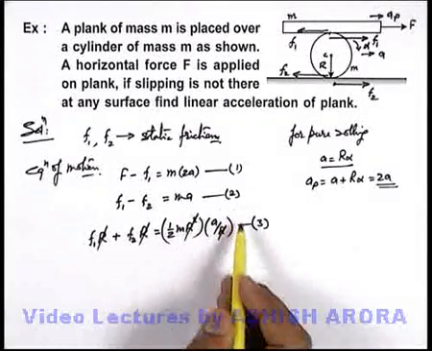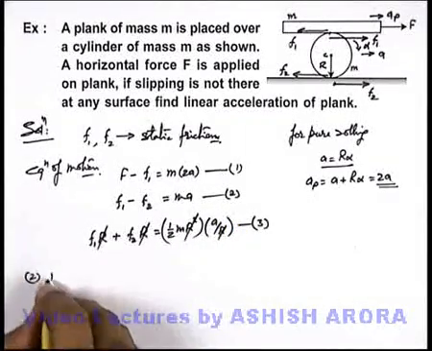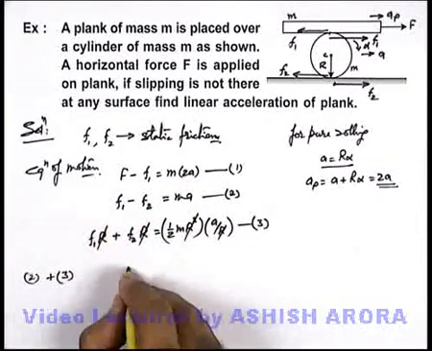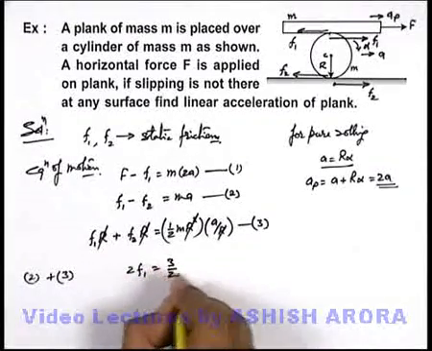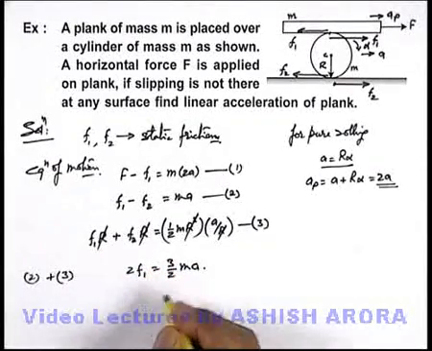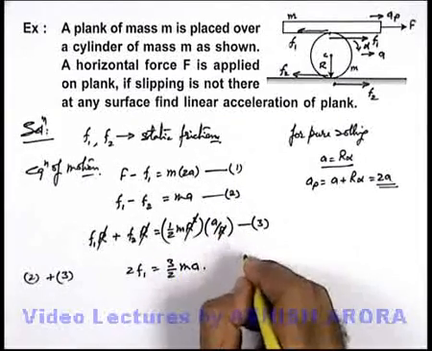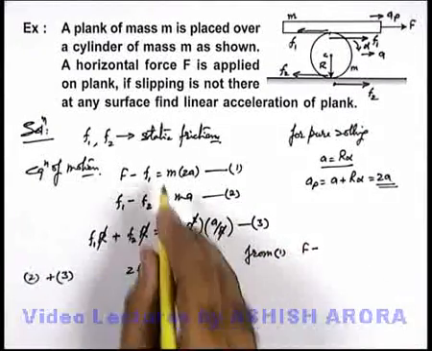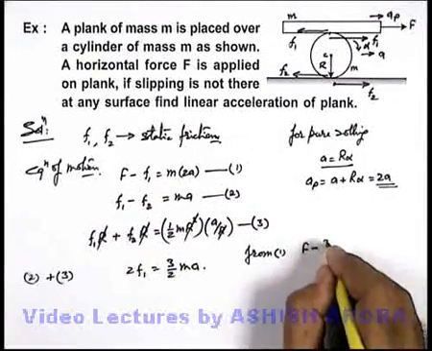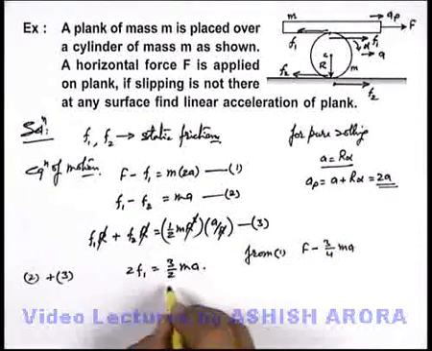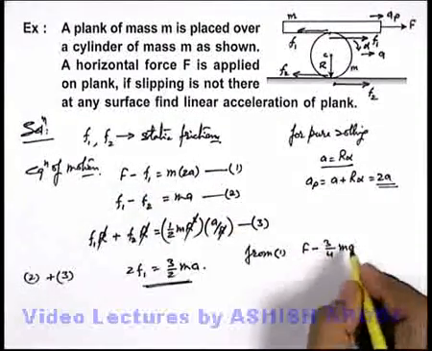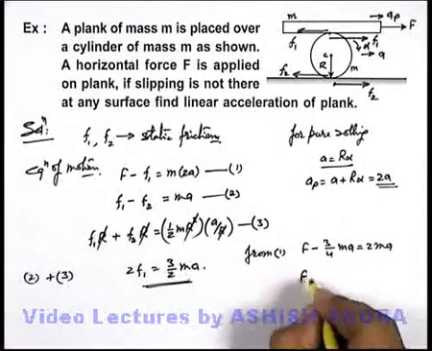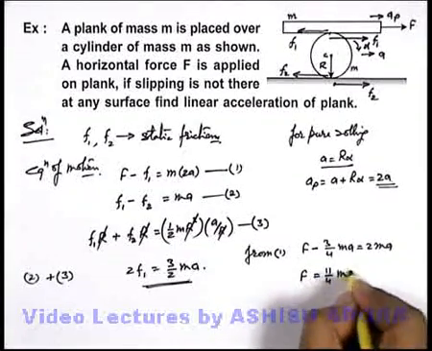Now, if the second and third equations are added, you can see that F2 gets cancelled out. This will give us 2F1 is equal to 3 by 2 ma. Now from equation 1, we can write F minus friction, which we substitute as 3 by 4 ma, because the value of F1 we have just calculated. We substitute in equation 1, this equals 2 ma. On solving, we get F is equal to 11 by 4 ma.